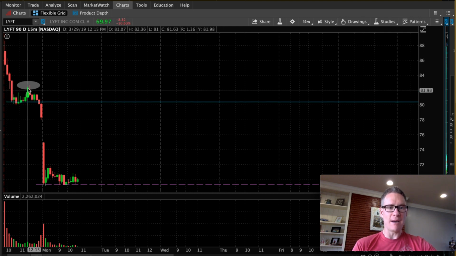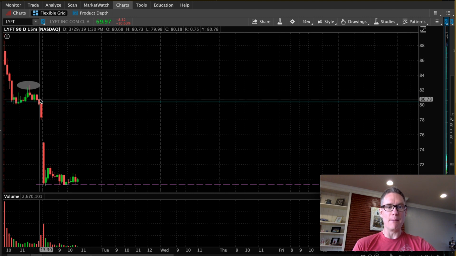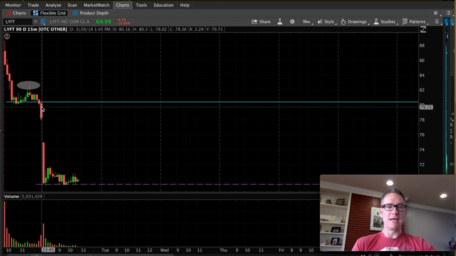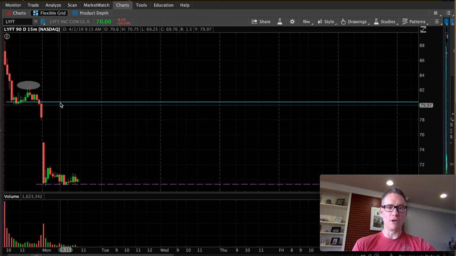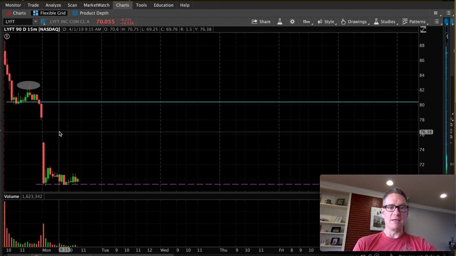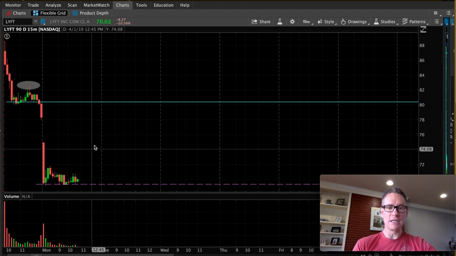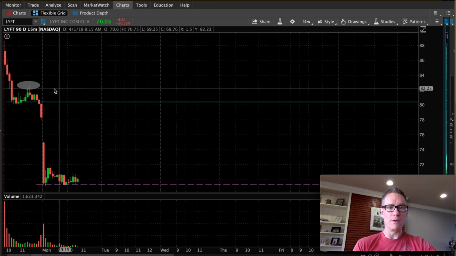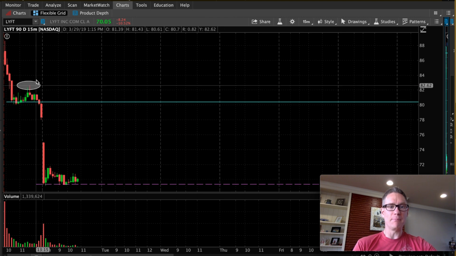So after this happened, it then came back and broke that line to the downside. So what that tells me is, as long as LYFT stays below this blue line, I'm feeling short bias. And I'm going to maintain that bias until the price action on LYFT works its way back up, breaches this line, crosses this zone, and moves back above the extent of this pullback.